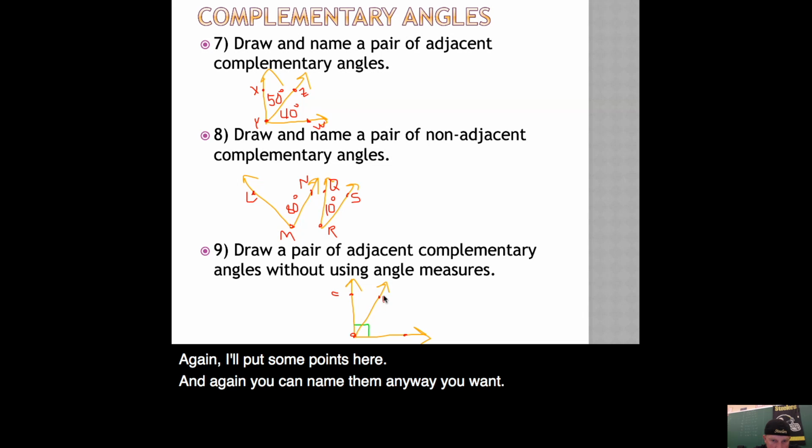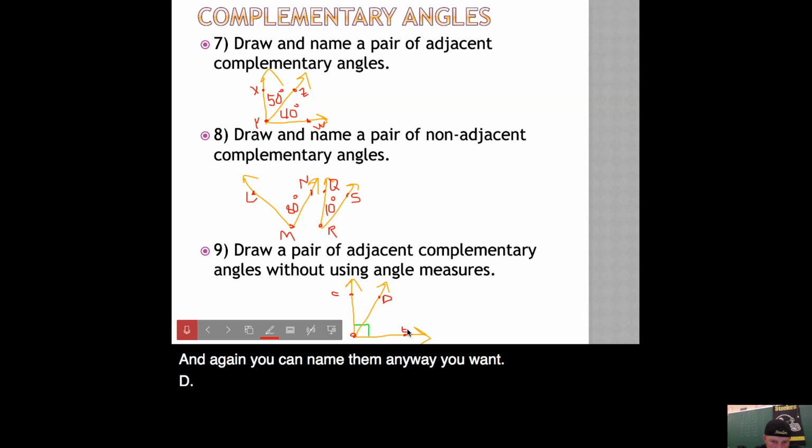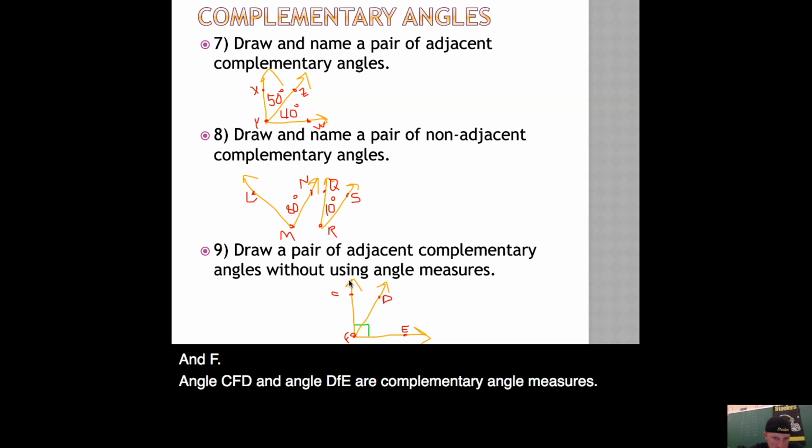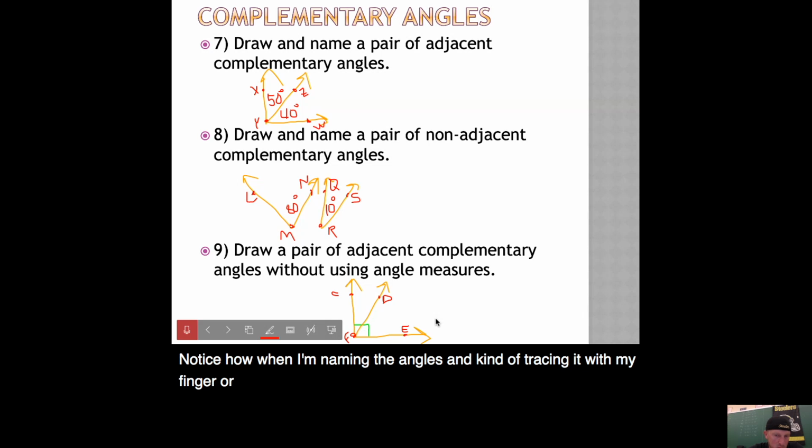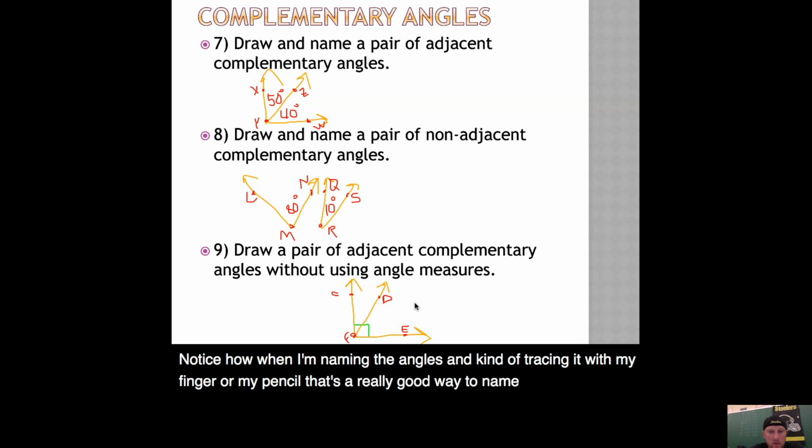C, D, E, oh no, and F. Angle CFD and angle DFE are complementary angle measures. Notice how when I'm naming the angles, I'm kind of tracing it with my finger or my pencil. That's a really good way to name them and a good habit to get into.